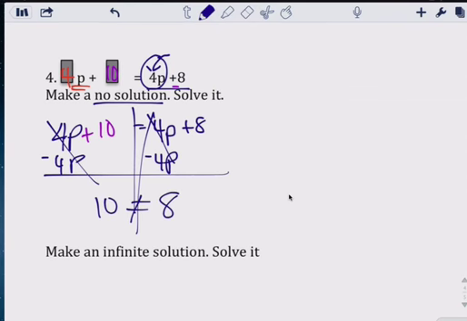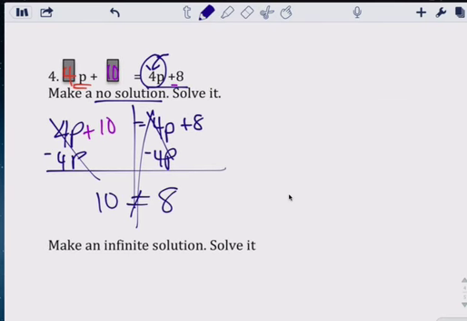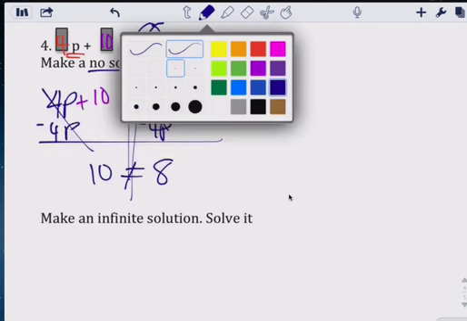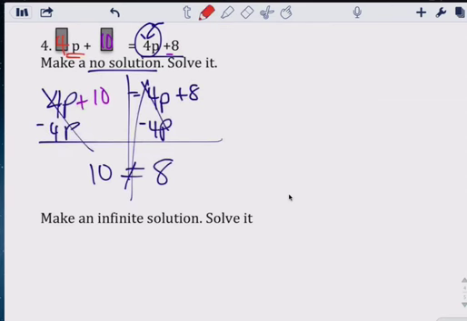Infinite solution means everything is the same. So you've got 4p plus 8. Well, the other side has to be the exact same. It has to also be 4p plus 8. So the missing number for these two is 4, the 4 next to the p and the 8. So it looks like that. The missing numbers are 4 and 8. To look exactly the same. Let's solve it.